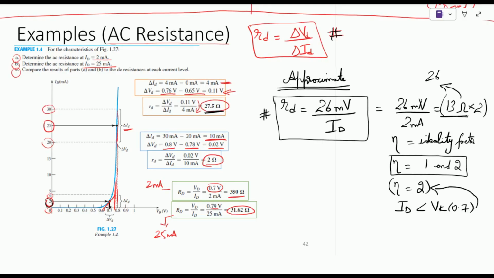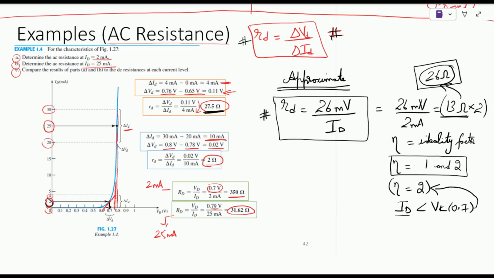Once we do this, our answer comes out to be 26 ohm. And now if we compare the approximate answer to the answer which we got from this equation, it is almost near. So the answer we got with the first equation was 27.5. Here we got a close answer, which is 26 ohm, the approximate answer. So always keep in mind, if we have a current value which is having a voltage lower than the knee voltage, then we are always going to multiply our answer with the value of eta equals 2.